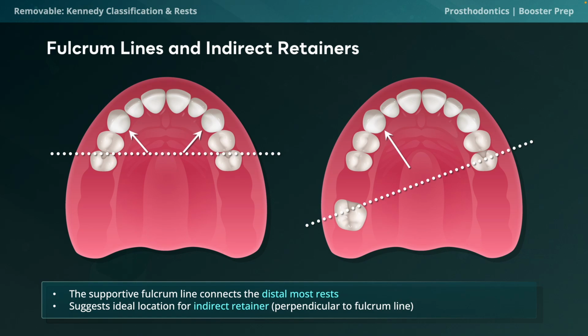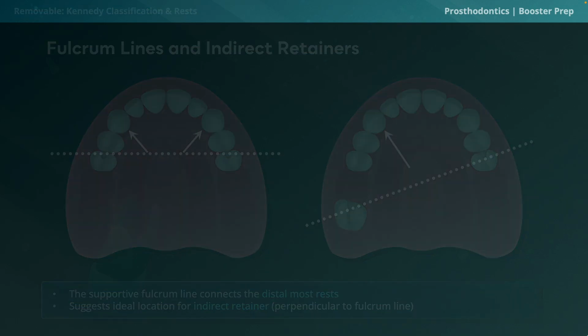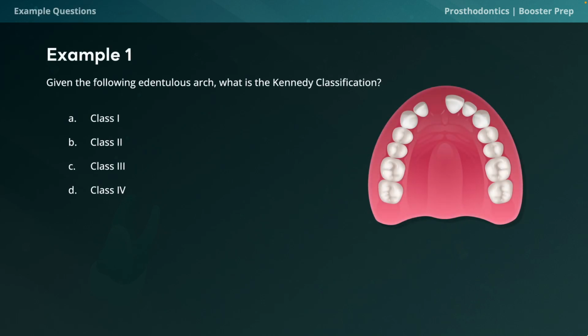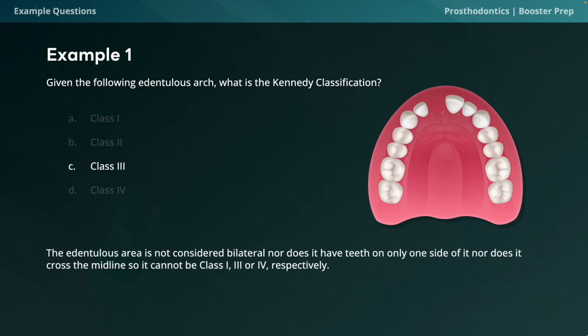Okay, now for my favorite part, I get to quiz you guys with some practice problems. Question 1. Given the following edentulous arch, what is the Kennedy classification? Class 1, 2, 3, or 4? And the answer is Class 3.